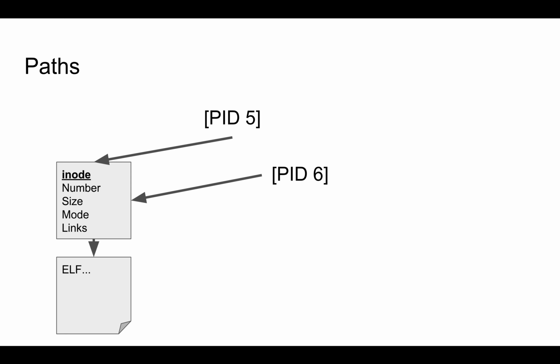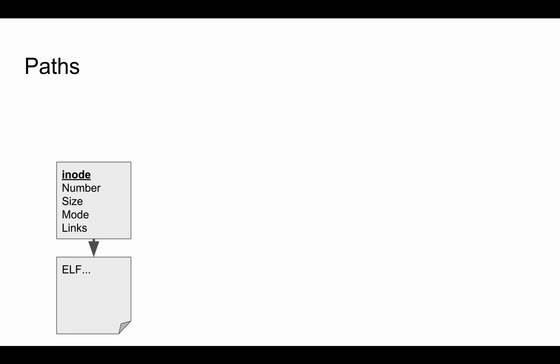Well, zero or more is actually the point I'm going to make here, because PID5 and PID6 are both running copies of Vim, but I can come along and rm bin vim, so I can remove that name, unlink that link, but there are still two links to this inode. So again, the reference counting means that it lives. PID6 can then quit, but PID5 is still executing, and then when PID5 finally quits, that's the last link, and the file is actually deleted.